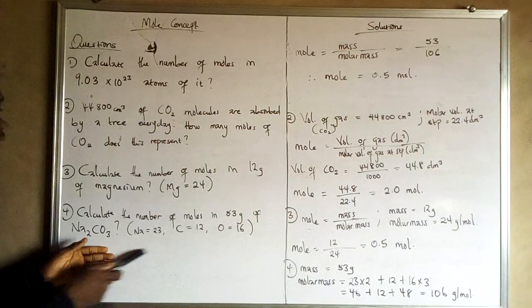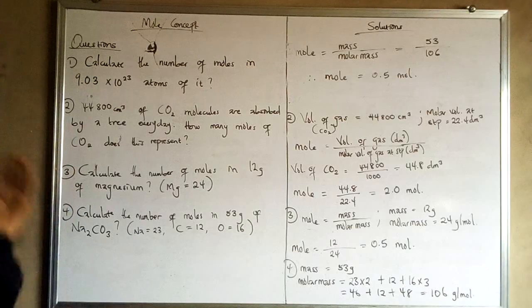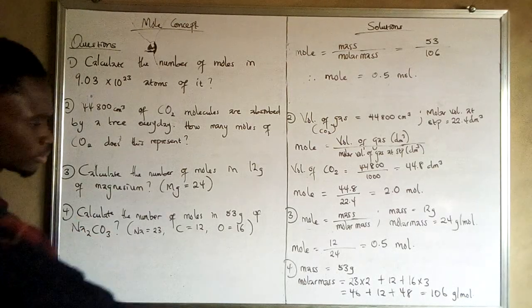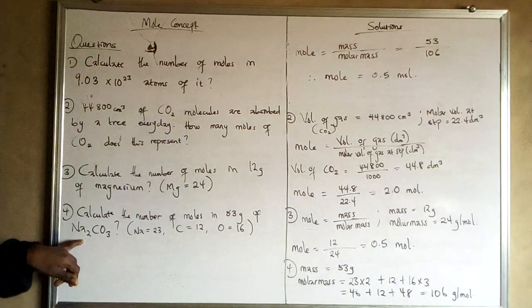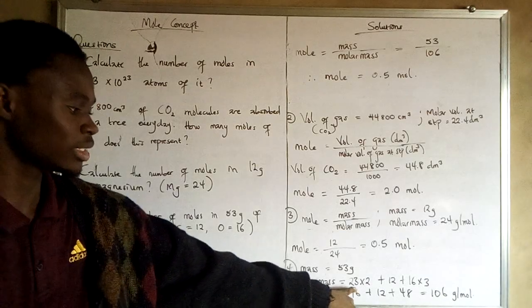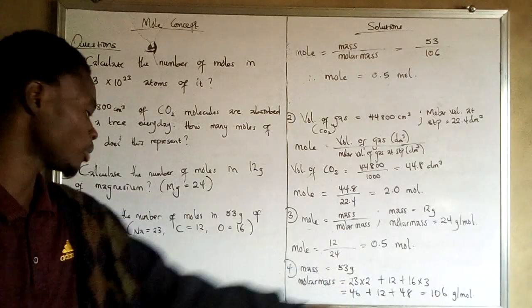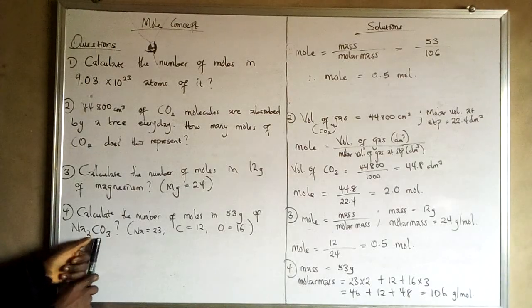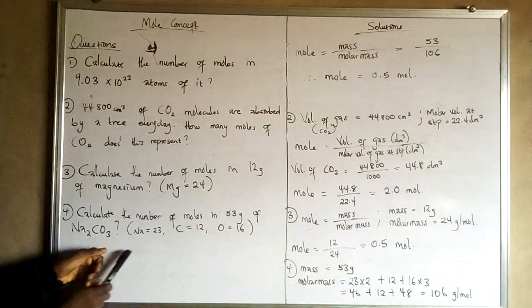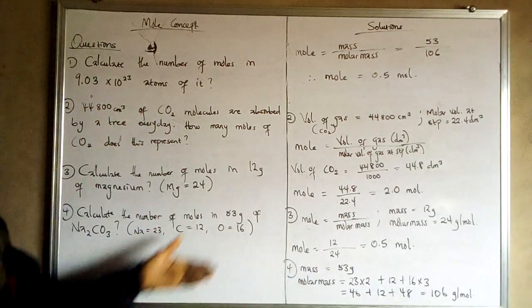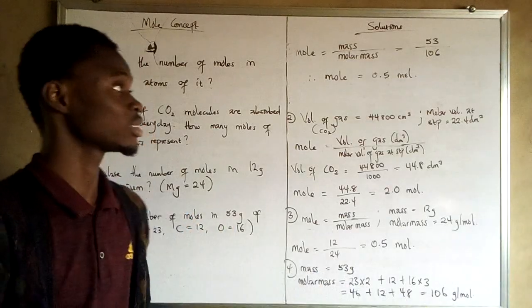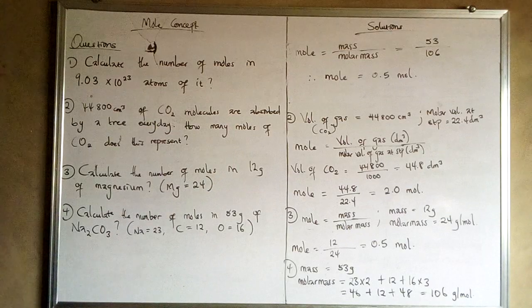To find the molar mass, you have to add all the atoms present in the compound together, in the right proportion. Here we have two atoms of sodium, so you have to multiply by the relative atomic mass of sodium. Here we have one atom of carbon, so 12 times 1, 12, and here we have 3 atoms of oxygen, 16 times 3. Everything together is going to give us 106 grams. Then we solve for this using the same formula as number 3.